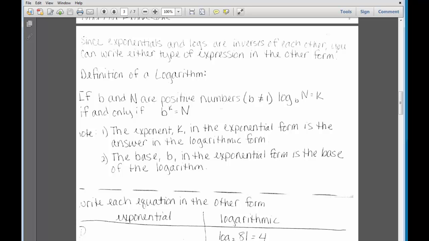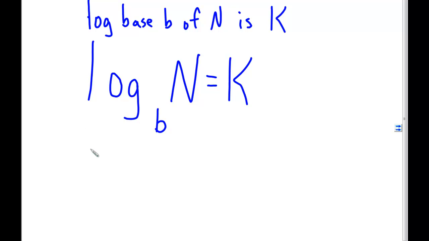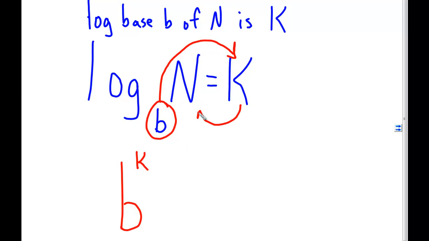Basically, this just says because they're inverses of each other, we can write a log to look like an exponential, and we can write an exponential to look like a log. We read this expression, log base b of n is k. I can rewrite this logarithmic expression to be an exponential. Start with the b. The b is the same base in the exponential as it is in a log, so that's going to be my base. Raise it to the k power and set that equal to n.